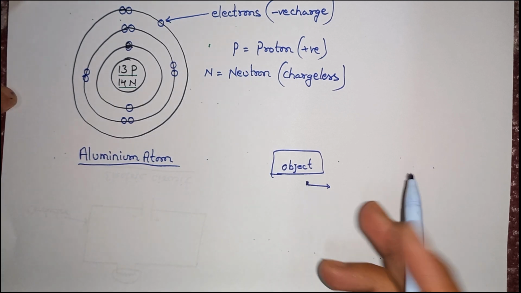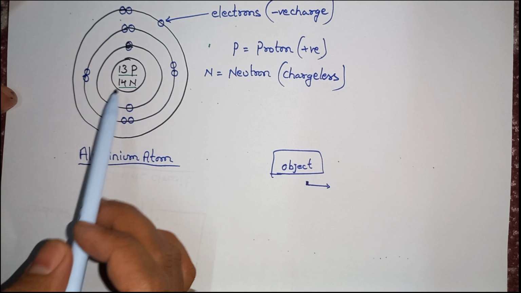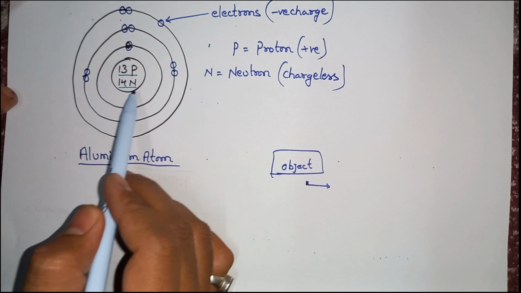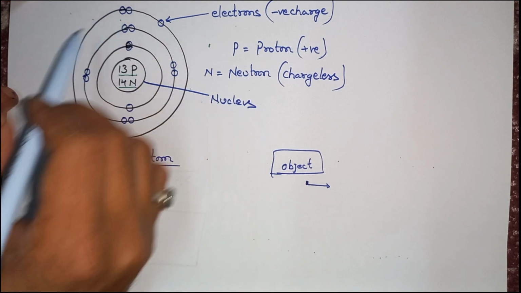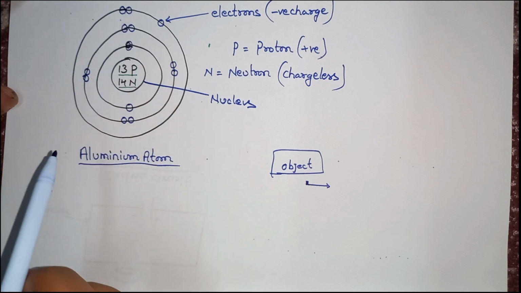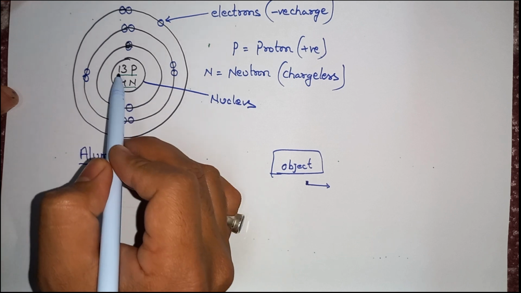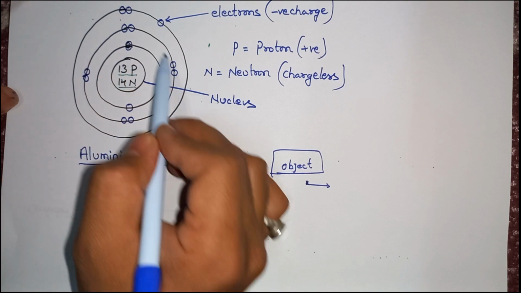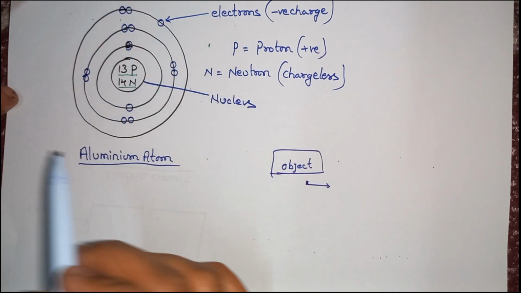So if we zoom in on the atom, then we can see that this is an aluminum atom. An atom is made up of proton, neutron and electron. Proton and neutron are inside the nucleus. This is the nucleus, and electrons revolve in different shells or orbits around the nucleus. Now we need to understand that this aluminum atom has 13 protons and 13 electrons. You can see here 2 electrons, 8 electrons and 3 electrons. 2 plus 8 is 10, 10 plus 3 is 13.